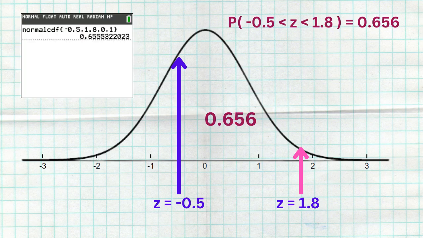That means that the area in between those two z-scores on the standard normal model is 65.6% of the entire area, which is of course 100%. That means that the probability that a z-score falls within that range is 65.6%, or the proportion of all z-scores in the standard normal table that fall into that interval is 65.6%. You get the idea.